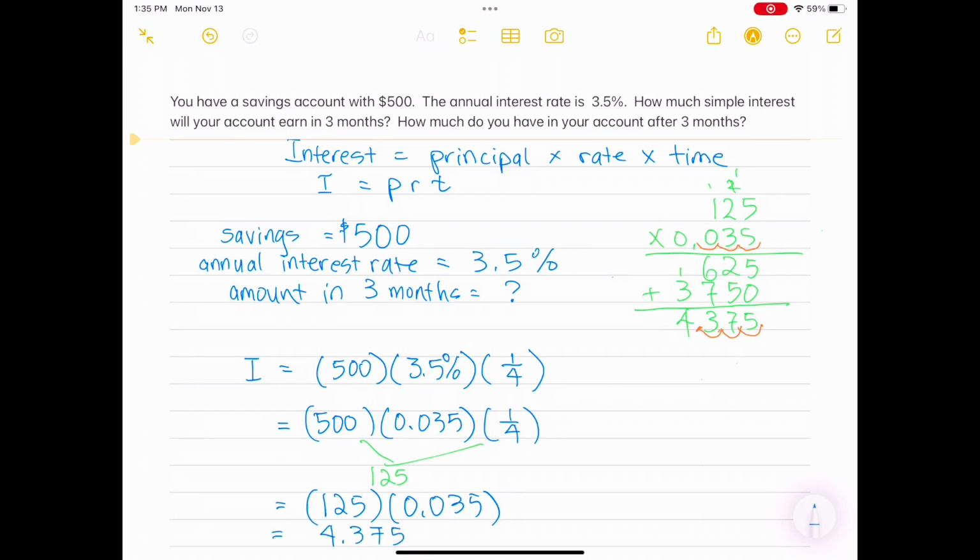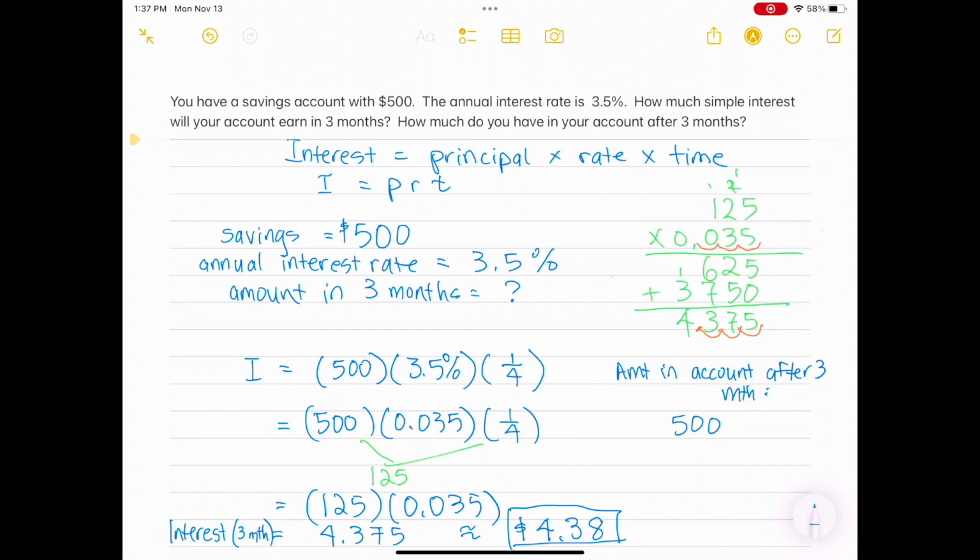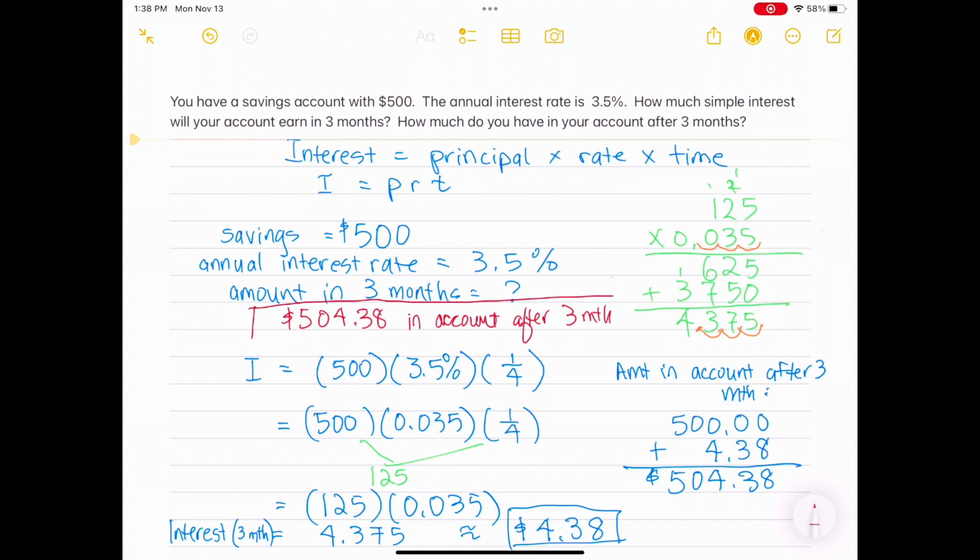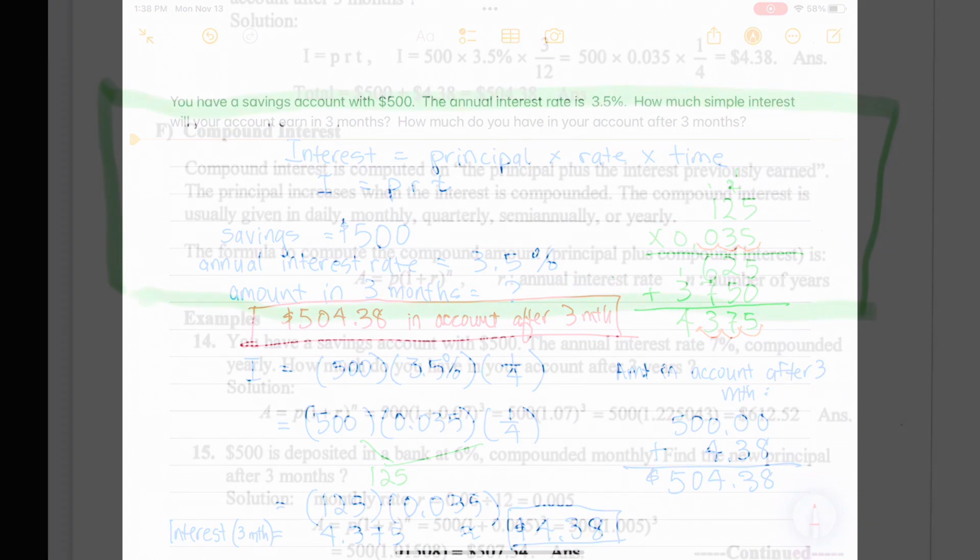Okay, so now we've worked it out that I equals $4.375, and we round up to $4.38, which is how much simple interest your account has earned in 3 months. The question we also have to answer is how much is in the account after 3 months. So we add $4.38 to $500, the principal amount, and we get $504.38. And we box our answer.